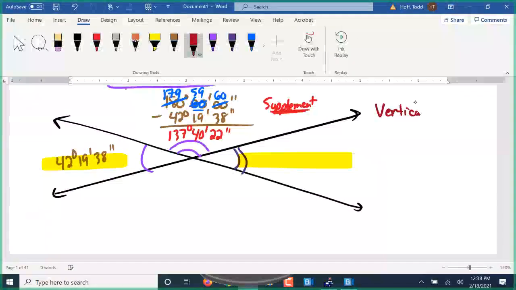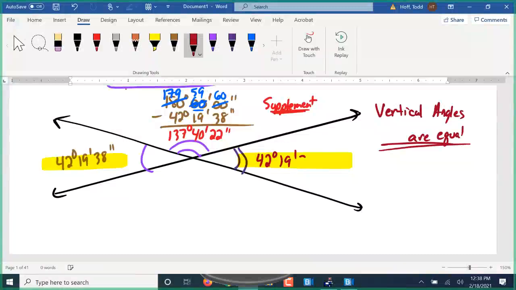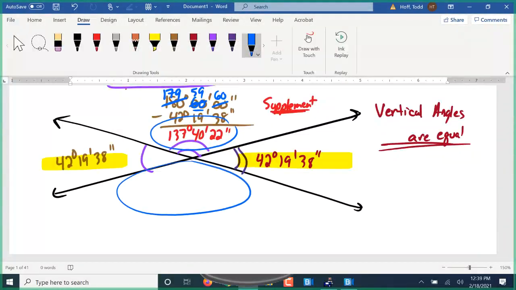Vertical angles are equal. So this angle here just has to be 42 degrees, 19 minutes, and 38 seconds. For a similar reason, this angle and this one down here have to be the same. They're vertical angles. So this angle down here is 137 degrees, 40 minutes, and 22 seconds.